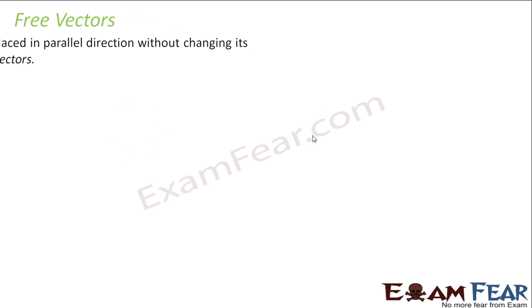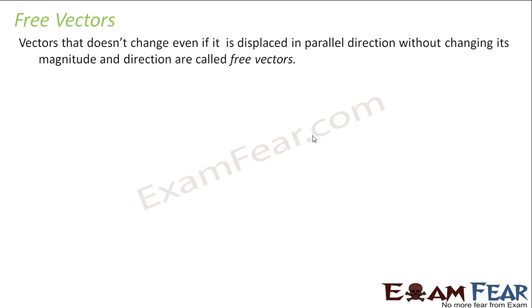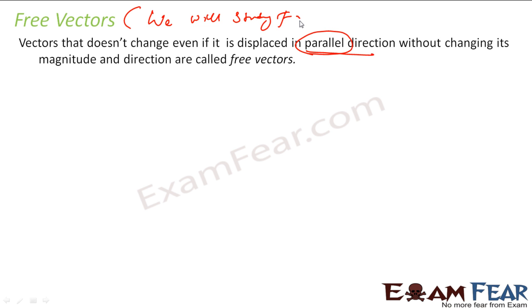Free vectors. These are vectors that don't change when displaced without changing direction or magnitude. So I don't change direction, I displace in a parallel direction without changing magnitude, and the vector remains the same. Such a vector is called a free vector. And the point to note is we will study free vectors only.